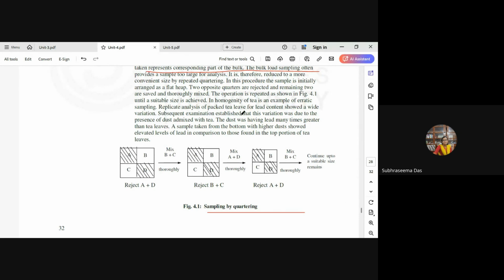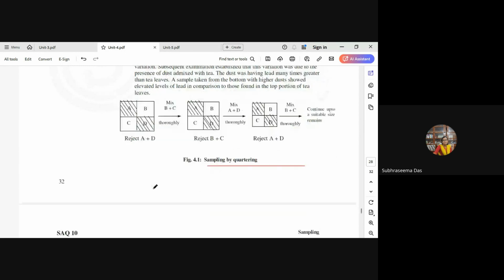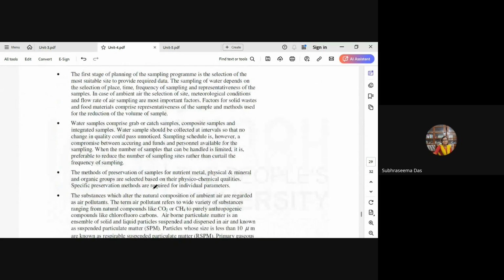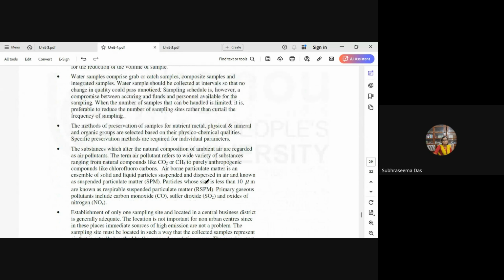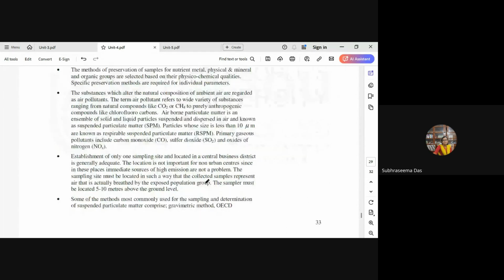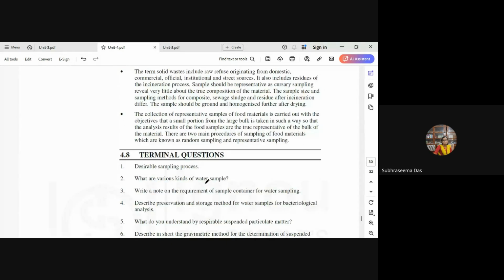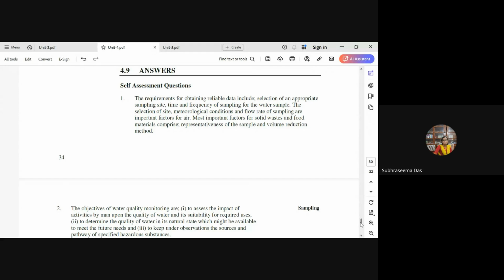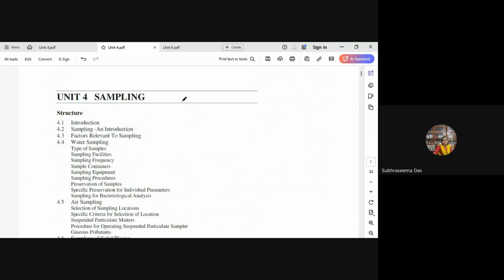In this figure, inhomogeneity of tea is an example of erratic sampling. So replicate analysis is done, and here we can see which sample is to be kept and which sample is to be rejected. In summary of this part, we talked about the various methods of sampling of air, water and gaseous samples, and also the sampling of food materials. These are some questions that you can go through. With this we complete this unit on sampling.